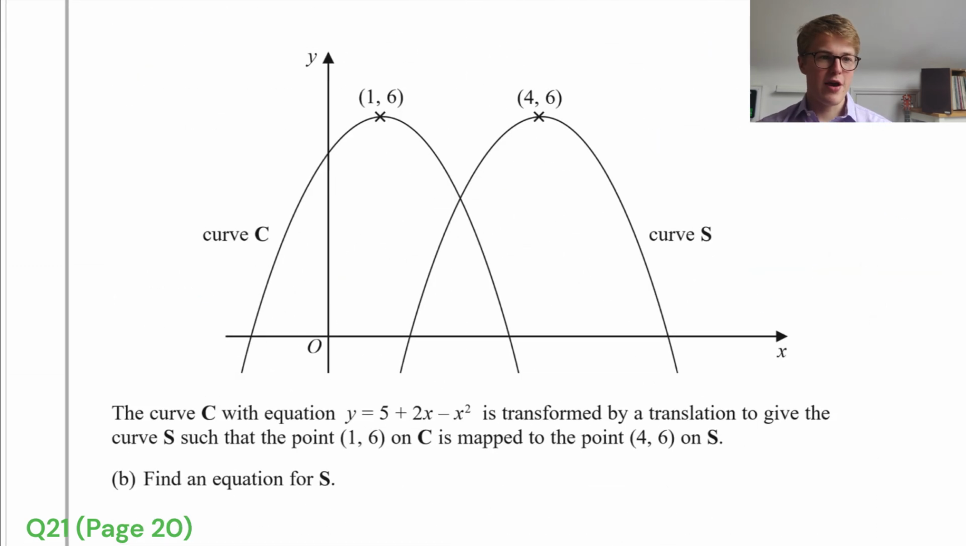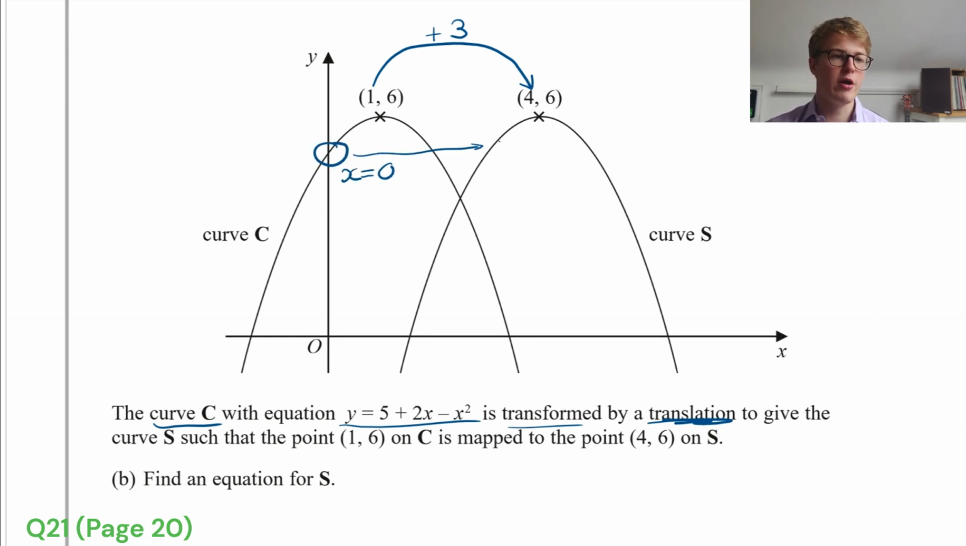The curve C with equation y equals 5 plus 2x minus x squared is transformed by a translation to give the curve S such that the point (1, 6) on C is mapped to the point (4, 6) on S. Find an equation for S. So we know y is equal to 5 plus 2x minus x squared, and we've moved 3 to the right.